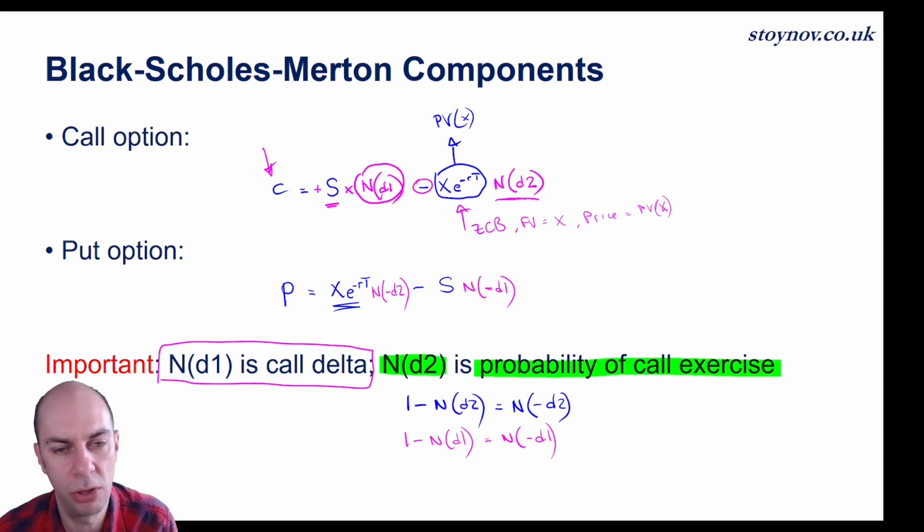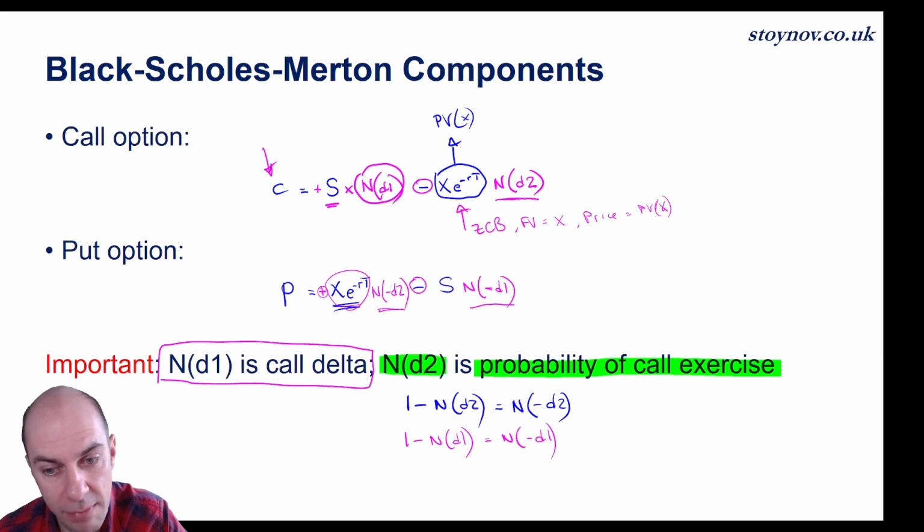Okay, so now I've got both the call and the put written for you. Again, the focus shouldn't be on dry memorization of the formula. It should be on understanding what the formula is telling me. So here, to create a synthetic put, I need to purchase N minus D2 units of zero coupon debt having a face value of X. And then I need to short N minus D1 units of stock.